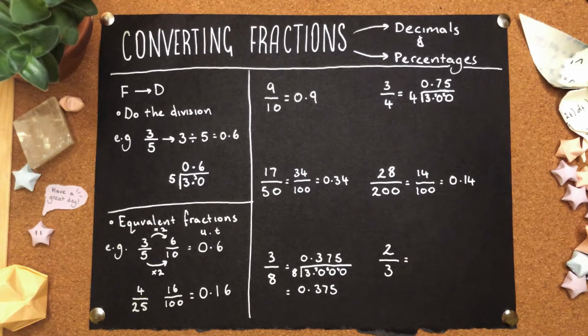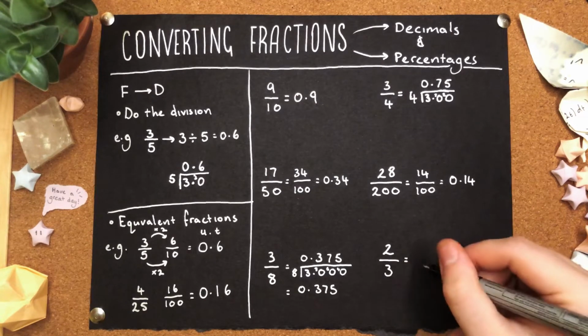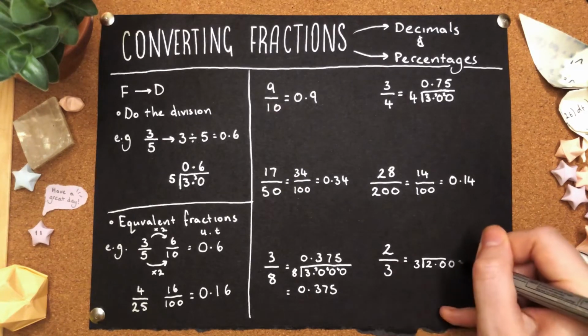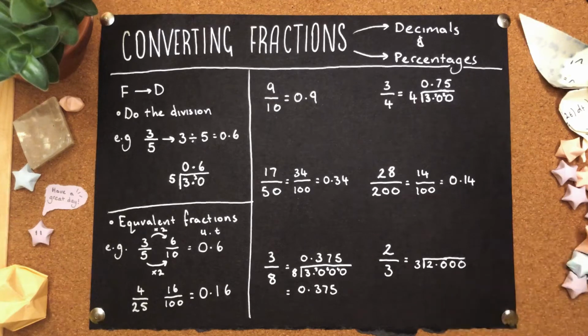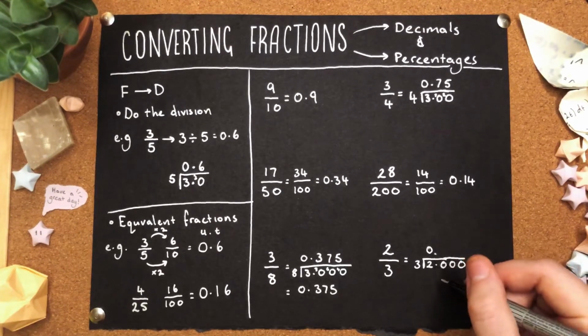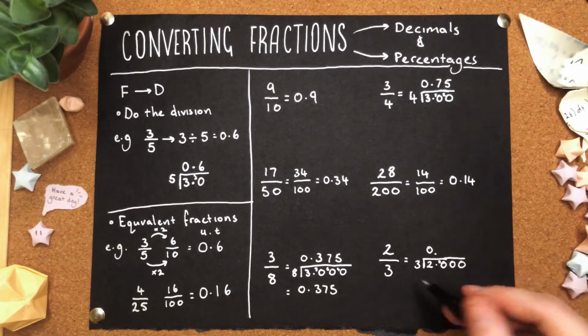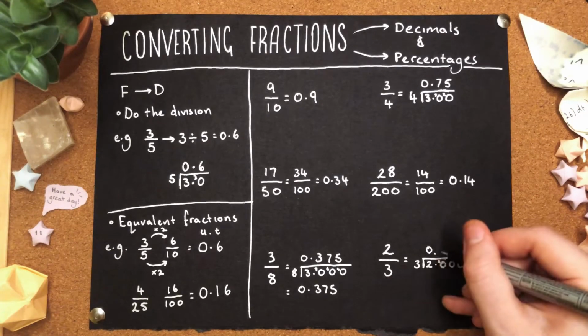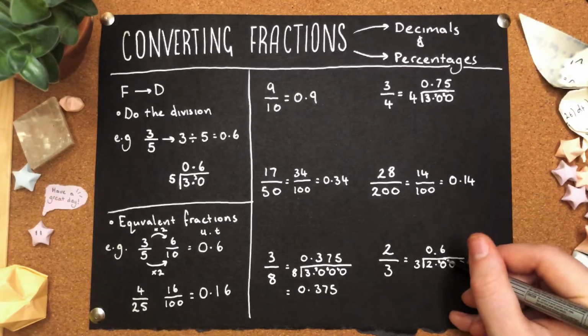And finally this one here, 2/3. Okay, this is a fun one. So we're gonna have to do the division, 2 being divided by 3. Okay, I'm gonna give myself a few zeros to start off with. Let's see if you can see what's gonna happen here. So 2 divided by 3 is none, and the remainder is 2. How many 3s into 20 is gonna be 6, and the remainder is 2.